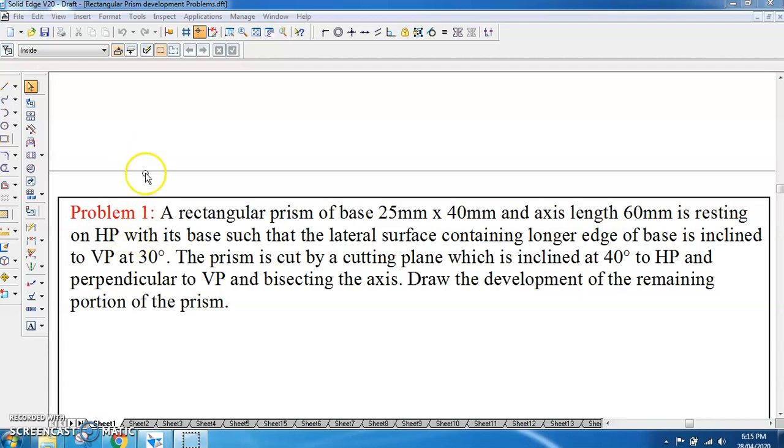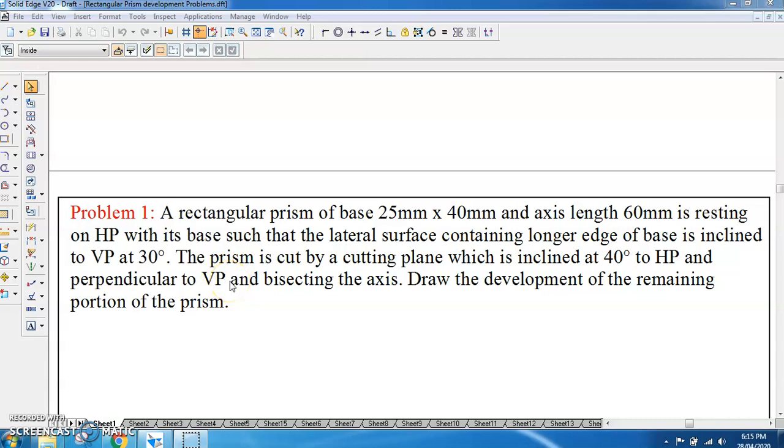So the problem statement given here is a rectangular prism of base 25 mm by 40 mm and axis length 60 mm, resting on HP with its base such that the lateral surface containing the longer edge of the base is inclined to VP at 30 degrees. The prism is cut by a cutting plane which is inclined at 40 degrees to HP and perpendicular to VP and bisecting the axis. Draw the development of the remaining portion of the prism.